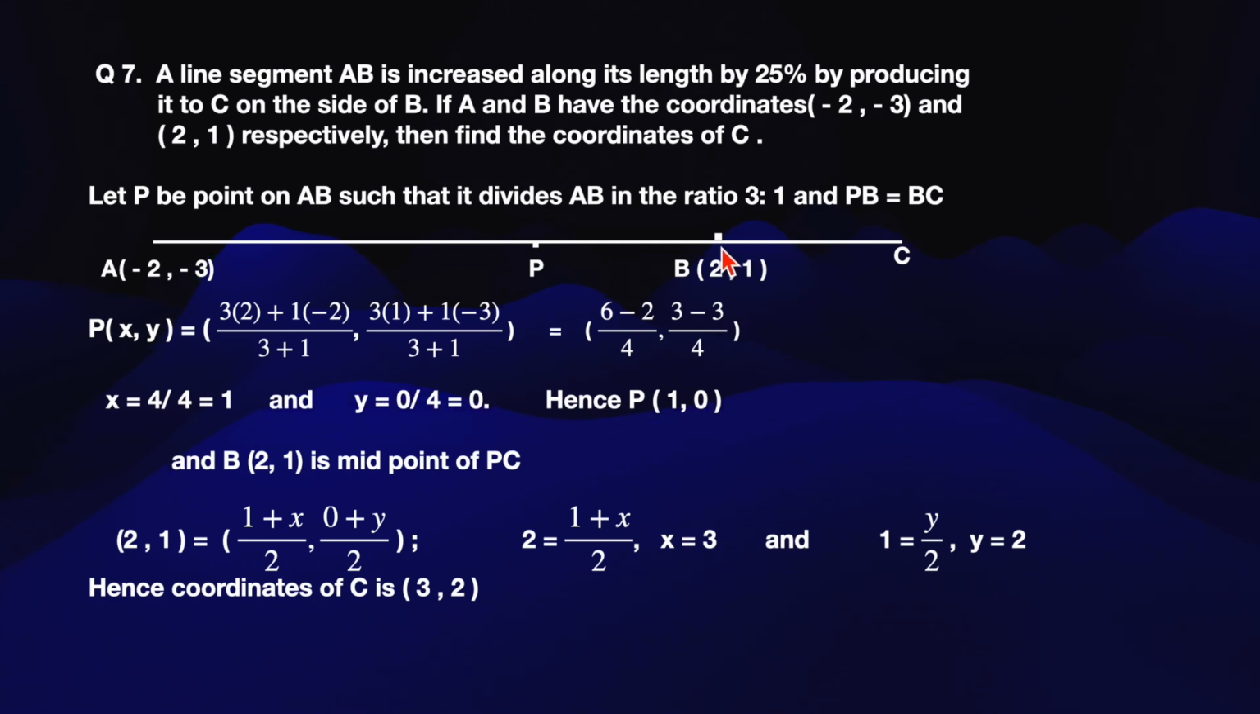Now here B is the midpoint of PC because PB is equal to BC. Okay. This is the midpoint. So we are going to use the midpoint formula. The coordinates of P is 1, 0. So here substitute in the midpoint formula and you will get the value of x and y, which are the coordinates of C. Okay, we have to find the coordinates of C. So here C is 3, 2.